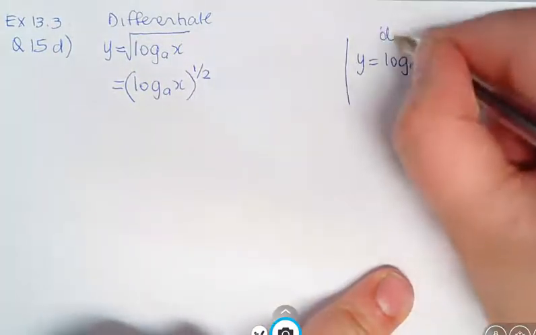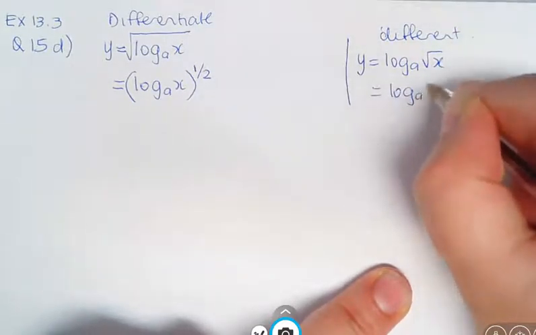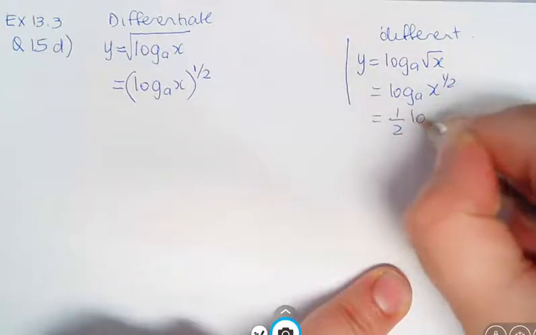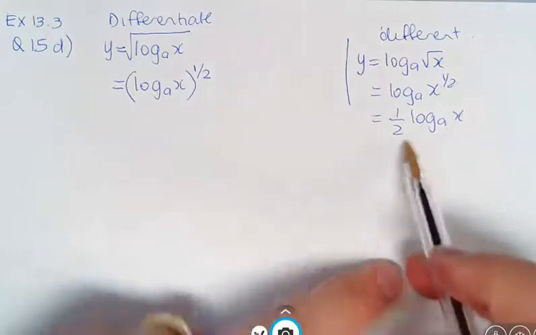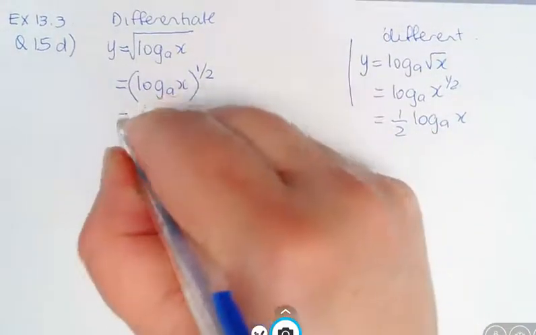So this is different. This would be log to the base a of x to the power of half. That's what that would be. And then you would be able to bring the half to the front, and then you could differentiate that, right? So these two are very different. So this is what y is.